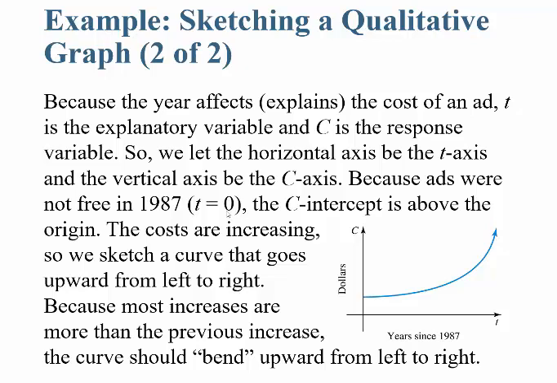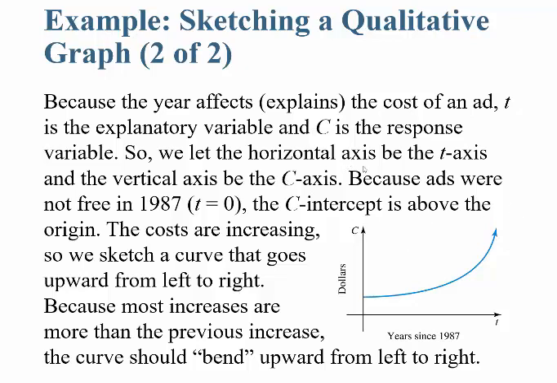Because the year explains the cost of the ad, T is the explanatory variable. And I just want to pause. If you're going to remember one thing from this video that's going to come up a lot in this class, whenever you have two variables and one of them is time, 99% of the time time will be the explanatory variable. Time is usually the explanatory variable. So time is explaining, and C here is the response variable. Time explains that cost is going up.